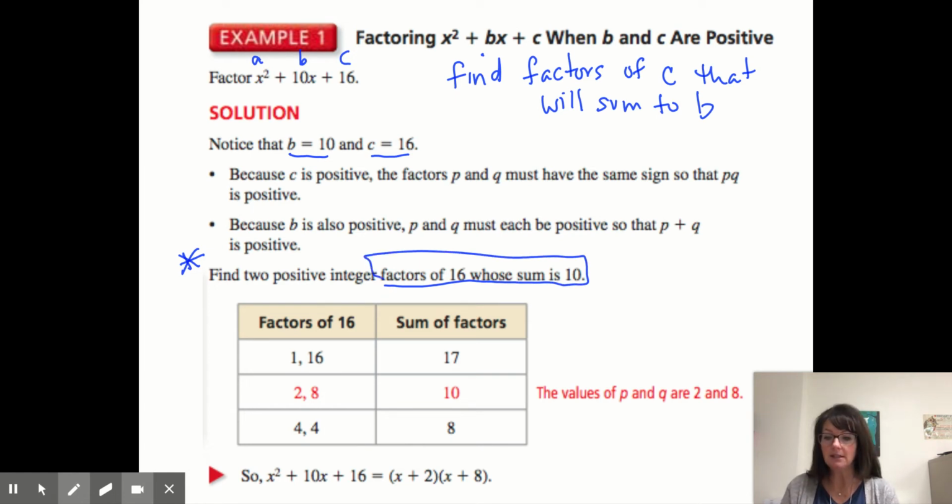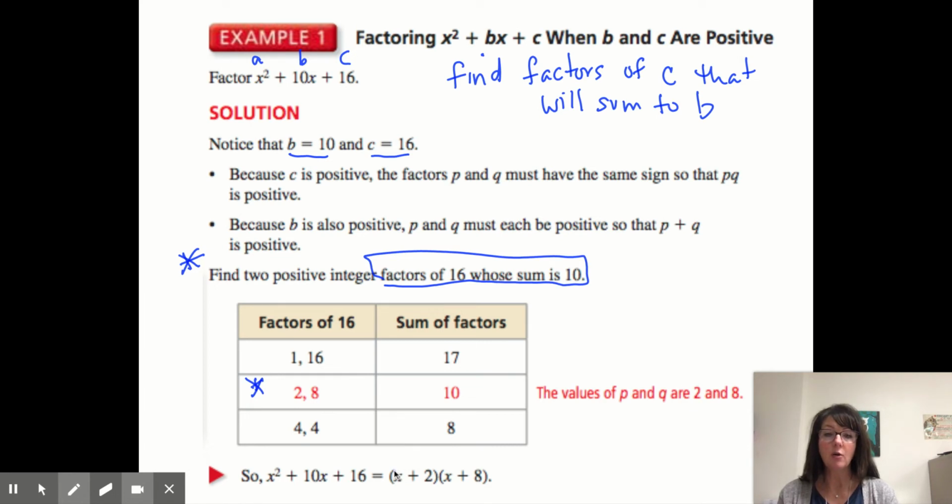You just get to look at it and list. You could either list all the factors of 16, or you can just say to yourself, oh wow, 16, 8 and 2, and go right to this idea, because these are your two factors. So that means you write them as a binomial, x plus 2 times x plus 8.